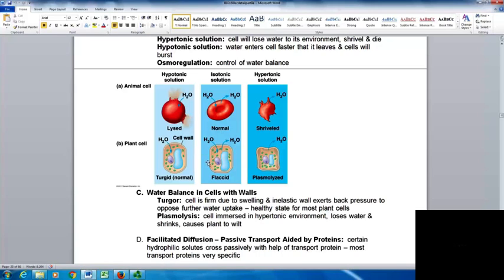In this next one here, when it's in an isotonic solution, it's going to become flaccid. And then here, when you put it in a hypertonic solution, it can become plasmolysed, where the cell immersed in a hypertonic solution will lose water and shrink. This will cause the plant to wilt and eventually kill it.